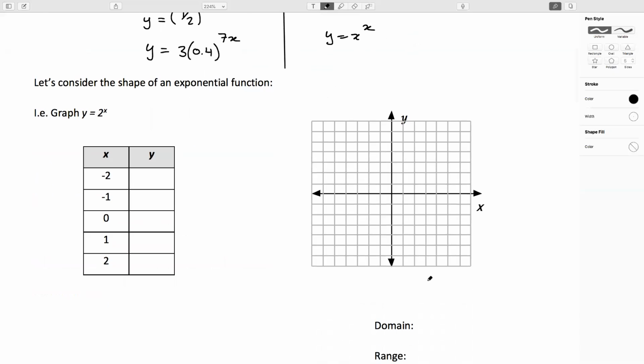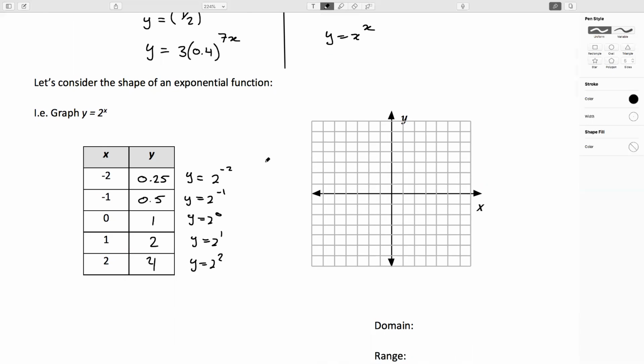So let's start off by just graphing the simplest exponential function and taking a look at what happens. So we're just going to plug x values into our function. So this one is going to be like y equals 2 to the minus 2, and you'll get 0.25. And this one's going to be like y equals 2 to the minus 1, which is 0.5. And we keep going. Y equals 2 to the 0, that's going to be 1. Y equals 2 to the 1 is going to be 2. And y equals 2 squared is going to be 4.